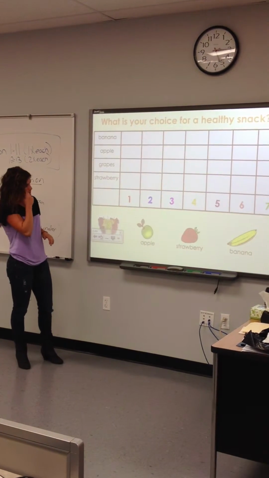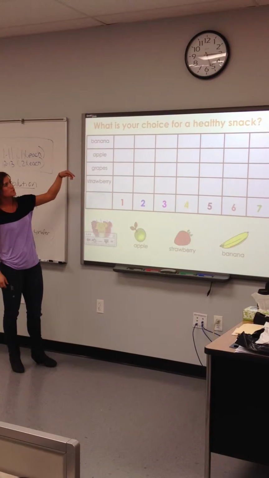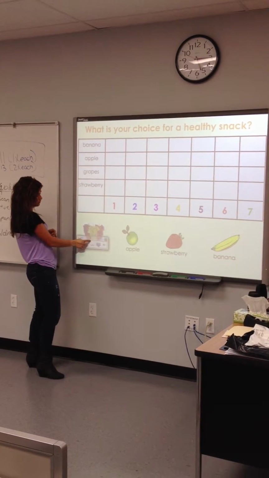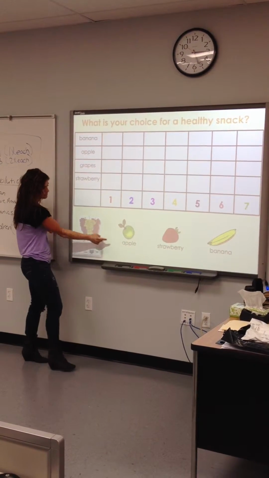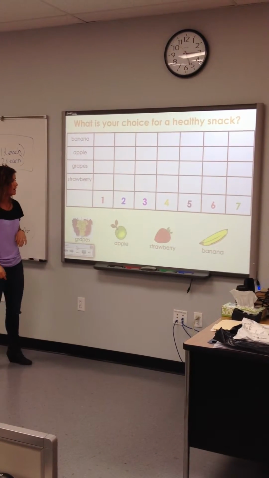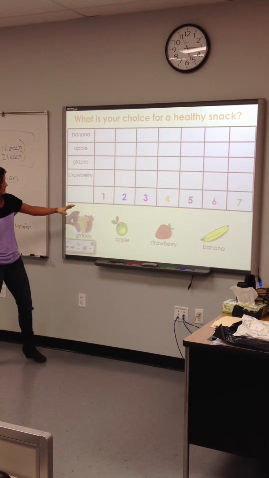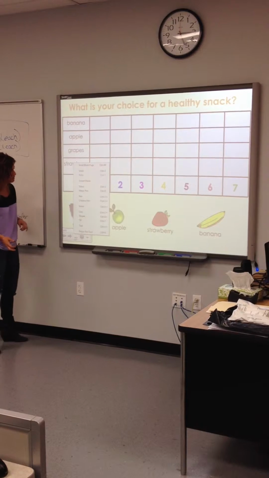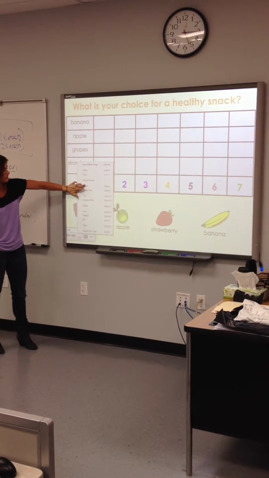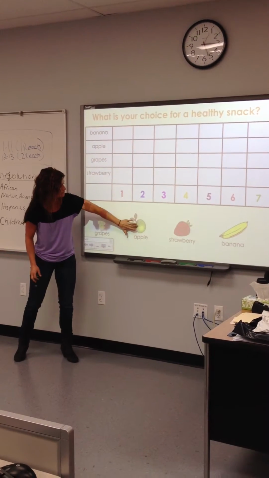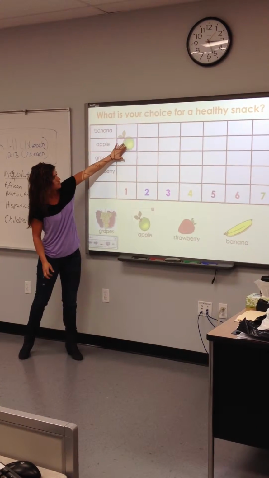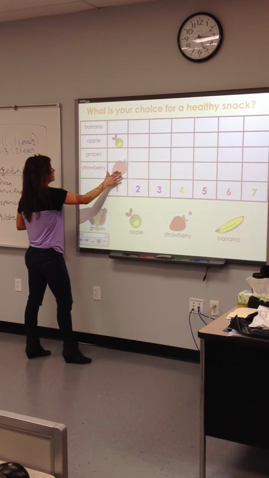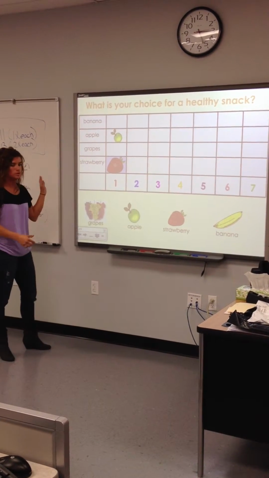So for the next slide, it's another graph. What is your choice for a healthy snack? Students would come up and select their snack. You have grapes, apples, strawberries, and bananas. They would come up, let's say they choose an apple, you have to push the dot, push select, that way you can select the apple. Select the apple, place it in the square. Same thing for a strawberry. And they would place it in, and then we do the same thing again.